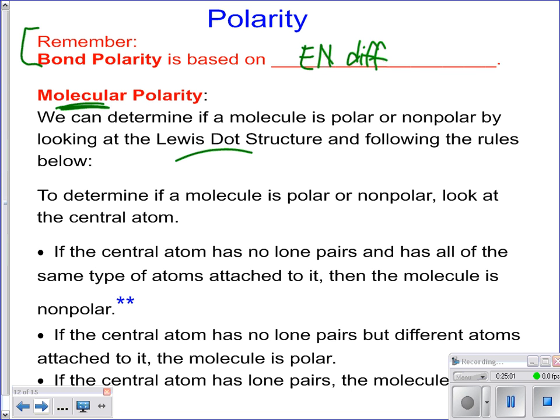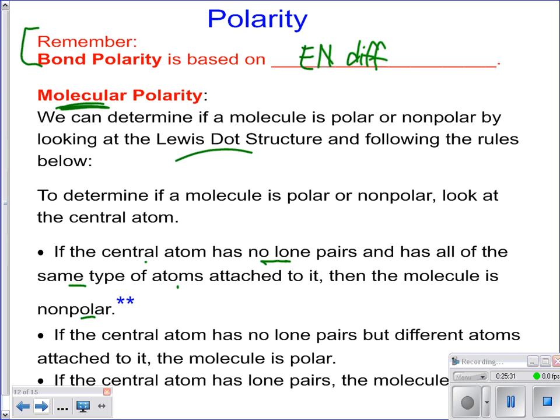And if in your Lewis dot structure you have a central atom with no lone pairs and every single type of atom that's attached to it is exactly the same, well, think about symmetry or a tug of war. No one would win that tug of war. It would all be identical. It's very symmetrical. So no lone pairs and all of the atoms attached to it are the same type, then it is going to be nonpolar.